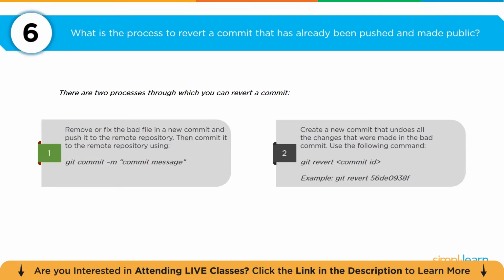The second is to actually create a new commit that undoes all the changes that were made with the bad commit. To do that, you would use git revert and then the commit ID, and the commit ID could be something such as 560E0938F, but you'd have to find that from the commit that you had made. That would allow you to revert any bad files that you had submitted.